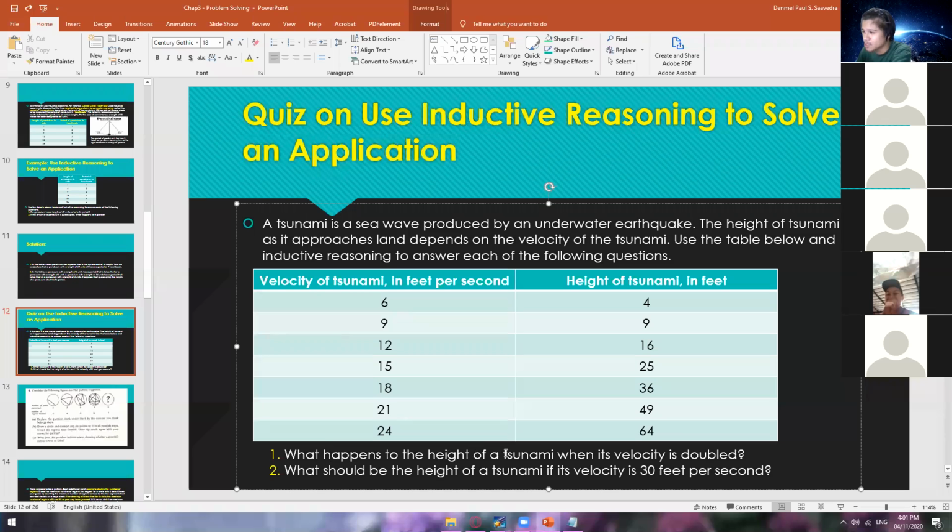What happens to the height of a tsunami when its velocity is doubled? So don't worry, you can make your conjecture for now, and as soon as I finish creating this module in your Canvas, we can just choose whichever is the closest answer that you have in your paper, since of course this one will be multiple choice, not fill in the blanks. And then for number 2, what should be the height of a tsunami if its velocity is 30 feet per second? We only have up to 24 feet here. So what about if we have 30 feet per second? What is the height of the tsunami?